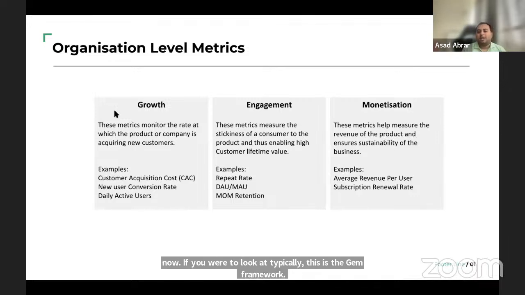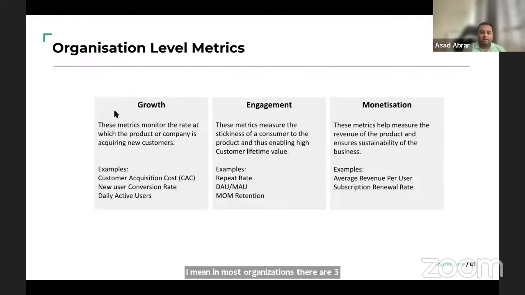In most organizations, there are three different verticals of metrics: growth, engagement, and monetization. While there could also be other things in other types of companies, primarily everything revolves around this. Growth is typically how much the company is growing. It could be something like customer acquisition cost, right? How much money does it require to acquire one consumer?